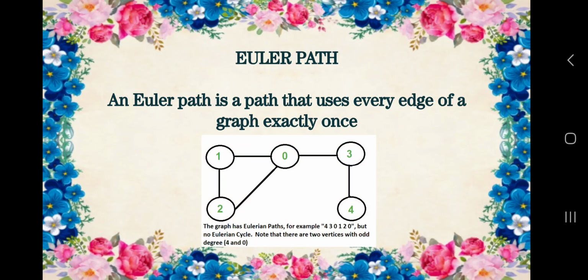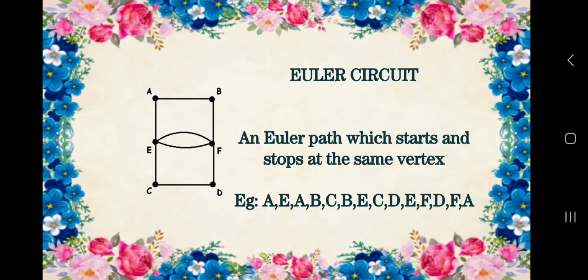Next is the Euler path. An Euler path is a path that uses every edge of a graph exactly once. So in this diagram, we start from 4, 4 to 3, 3 to 0, 0 to 1, 1 to 2, 2 to 1. If it uses every edge exactly once, we call it an Euler path.